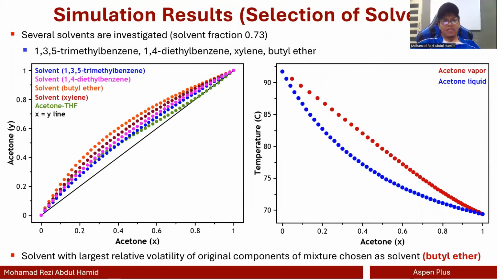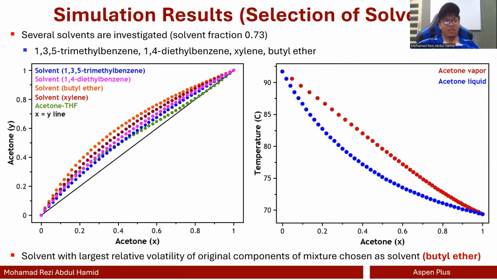All right, this is the result. As I said, we investigated 4 types of solvent, and the solvent fraction is maintained at 0.73 by mass. As you can see from the first plot, these are acetone fraction in y, here is vapor phase. Here is acetone fraction in liquid phase. The black continuous line here is your XY line. And then the green one here is our acetone-THF mixture. And then the rest are the curves for when we add entrainer or solvent, different types of entrainer.